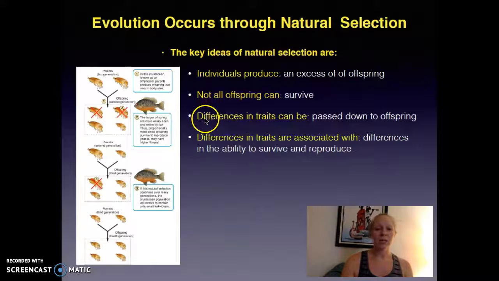It also is based on the fact that differences can be passed on to generations. The difference here is that the small trait was passed on, and that the differences in the traits are associated with differences in the ability to survive. So here, the small trait allowed it to survive, and that was different from the large trait, which allowed it to be caught. And so this is the basis of natural selection.